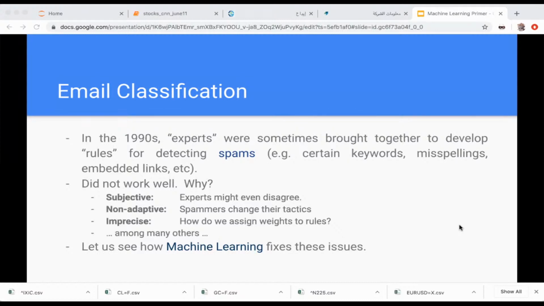In the 1990s, the way some internet companies used to do this was to gather experts who were brought together and asked about their opinions. So they would ask the experts, for example, to propose techniques for detecting spams and then try to implement those techniques in the spam filter. The experts might suggest looking for certain keywords, misspellings, embedded links, and so on. Now, unfortunately, this approach did not work quite well.